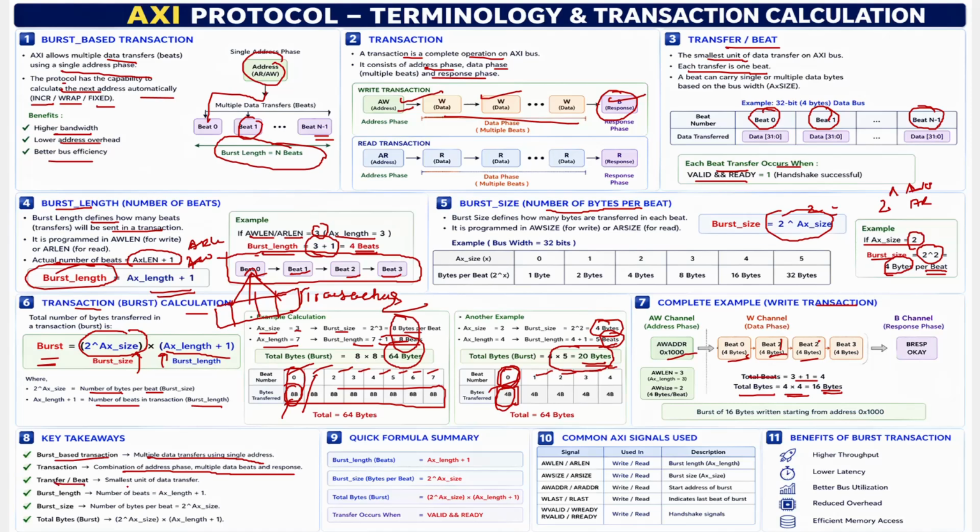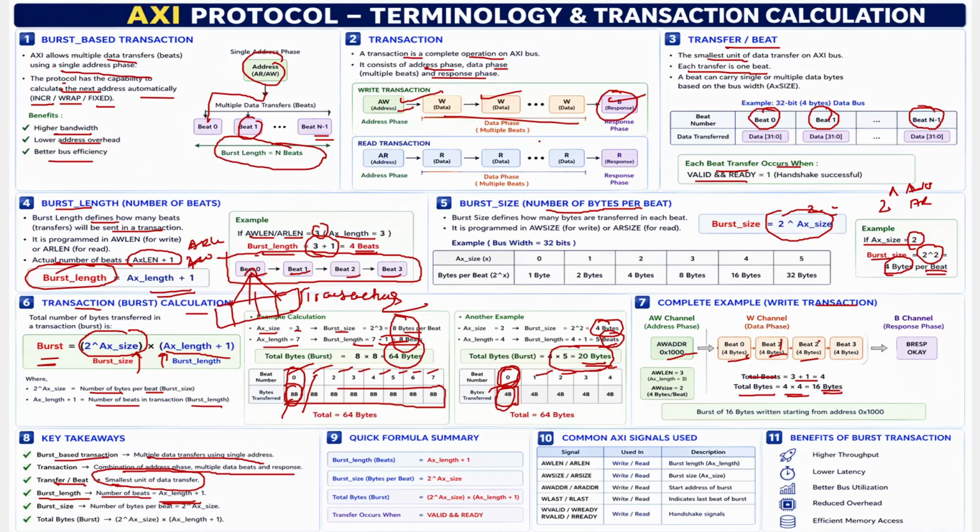A transfer or beat is the smallest unit of data transfer. Burst length is the number of beats, that means AX length plus 1. Burst size is the number of bytes per beat, 2 power AX size. And total bytes is the burst calculation: burst size into burst length. Then only you can know the total number of bytes. Understand?